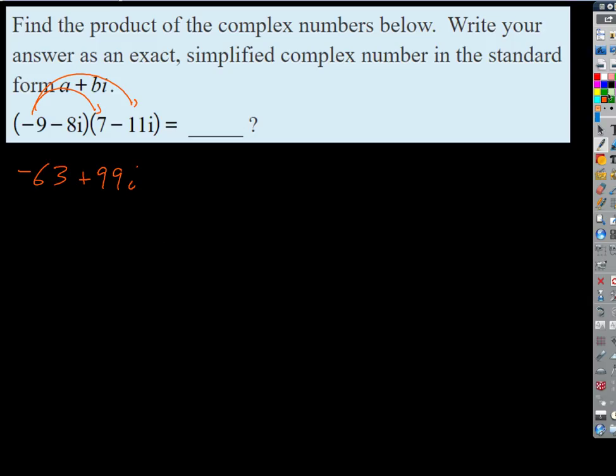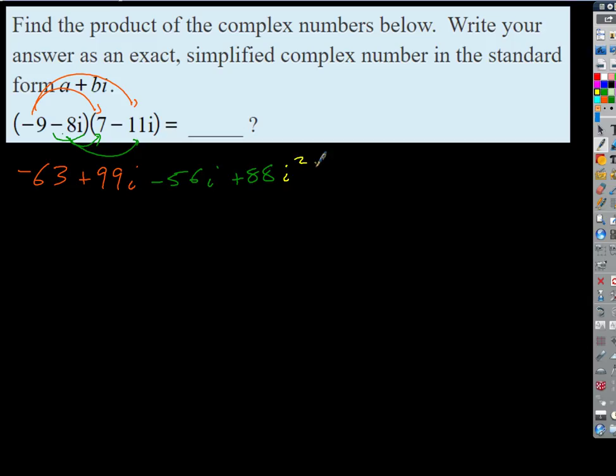So now what about the negative 8i? I'm going to distribute that. Negative 8i times 7 is negative 56i. And then negative 8i times negative 11i is positive 88 i squared, because there's 2 of them.